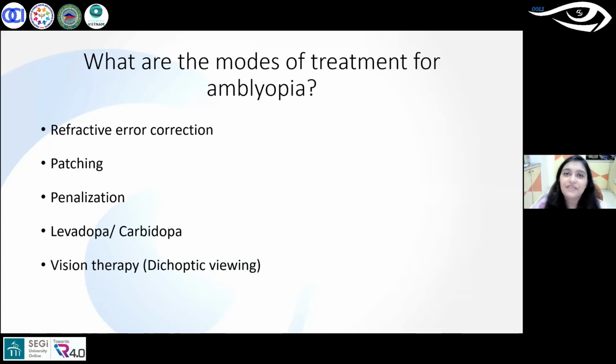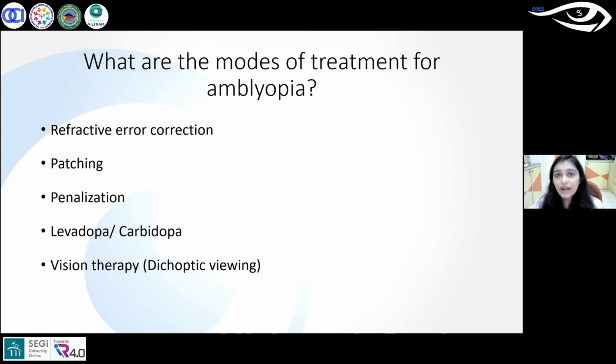So, as everyone rightly said, patching is the most common, and vision therapy, I saw everyone putting in the chat box. First, what we have to do is give them the refractive error correction. Then patching, penalization, which can be either optical or using atropine. Levodopa and carbidopa are two drugs being used nowadays, not very commonly, but they are still there, and vision therapy.